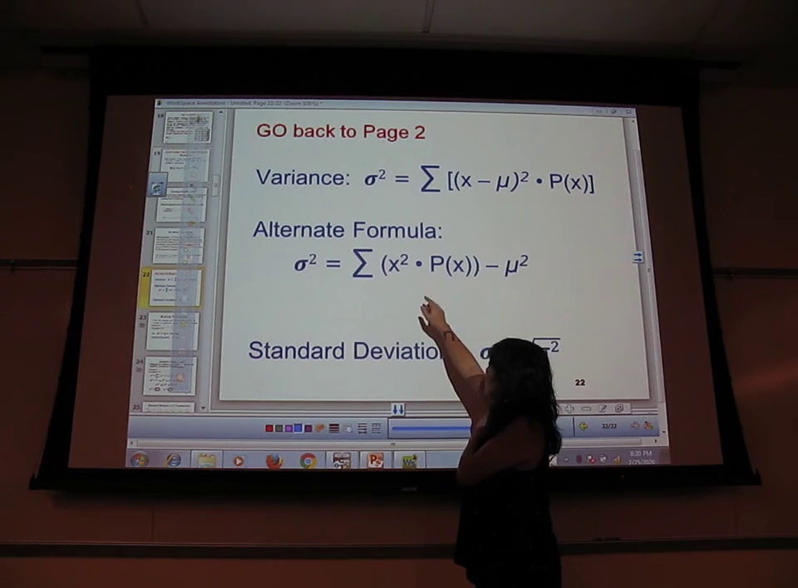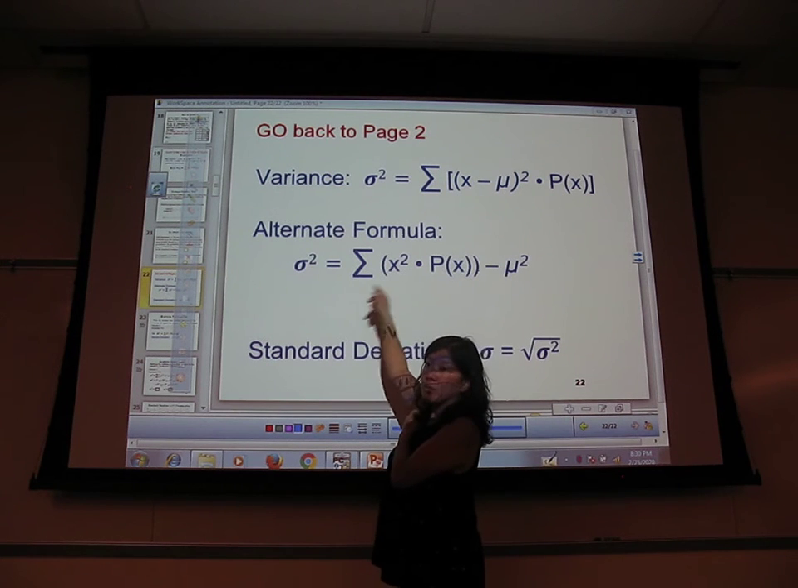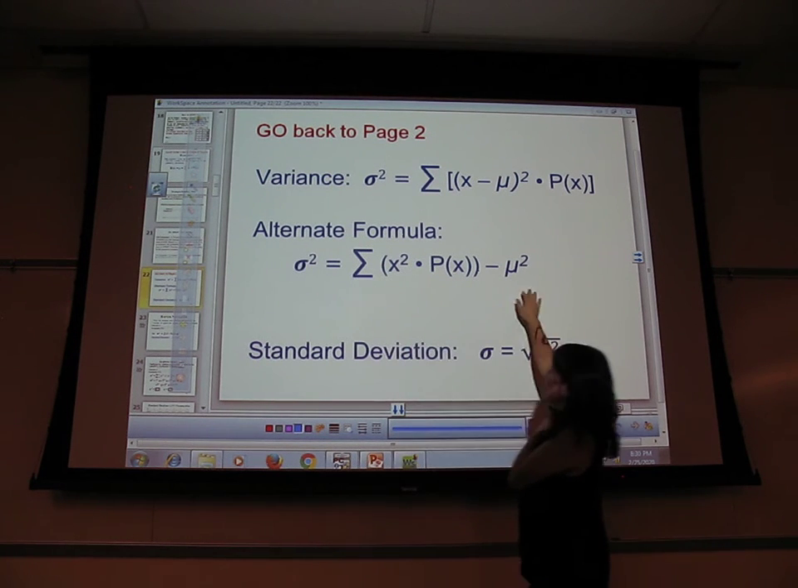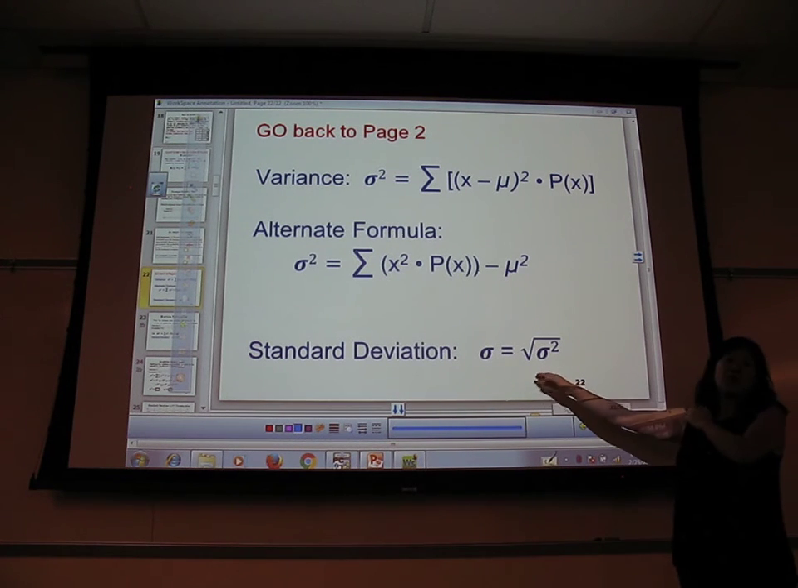And so you take every x value squared, multiply by its probability, add all those up, and then at the end, you subtract the mean squared. That's the variance. Standard deviation is the square root of the variance.